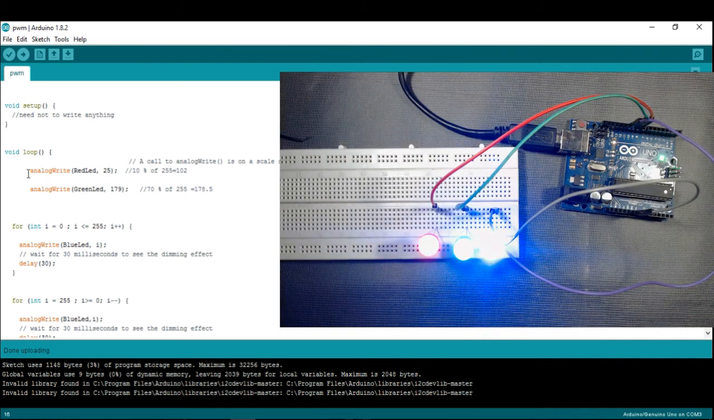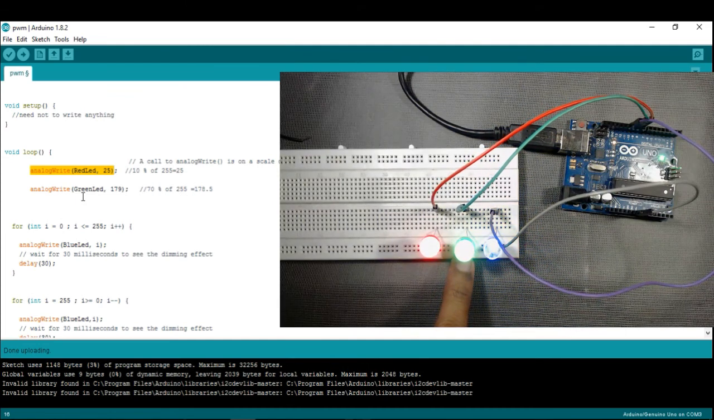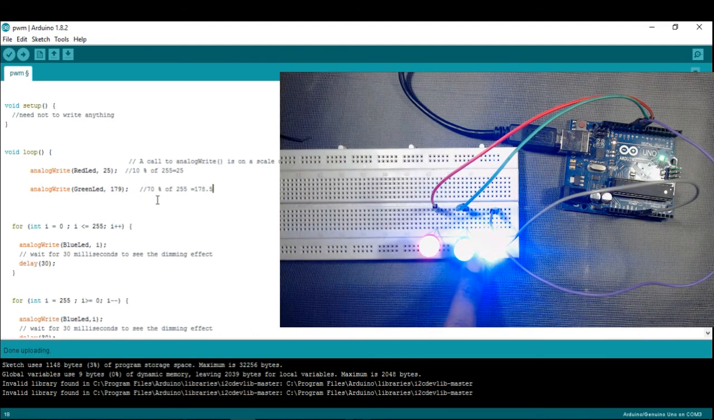So here we are using 10% duty cycle. 10% of 255 is around 25.5. That's why we have written 25 here. That means the red LED is at 10% duty cycle. Then we are using this green LED. We are turning on this green LED at 70% duty cycle.